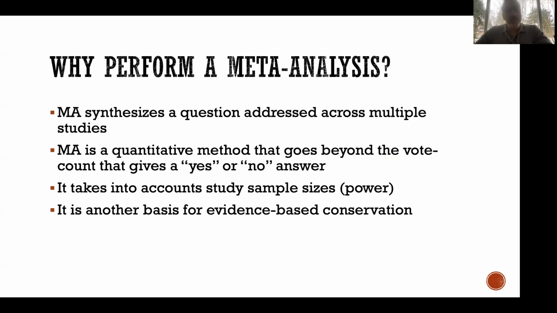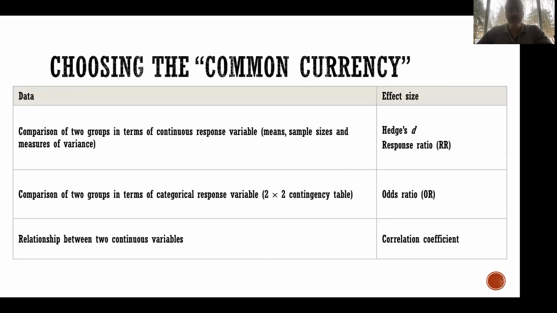When doing a meta-analysis, you need to go a little bit further. You need to go beyond the vote counting, beyond the yes or no answer. You need to really be analyzing the effect of a treatment on mean values, so mean population size, mean species richness, etc. It needs to take into account sample sizes, and it can provide a very important basis for evidence for making conservation and applied decisions.